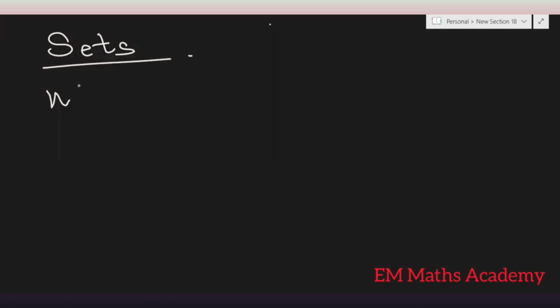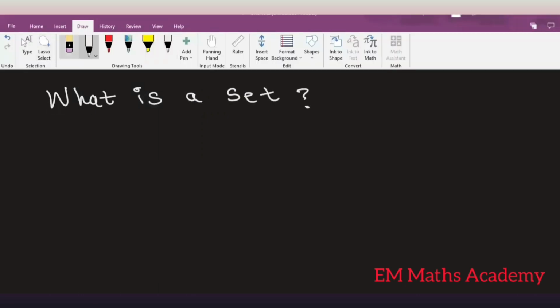First of all, the topic is sets. Now, when it comes to sets, first of all, we should identify what sets are. Then write what is a set, what we consider as a set. From your primary grades, you have learned about what a set is.